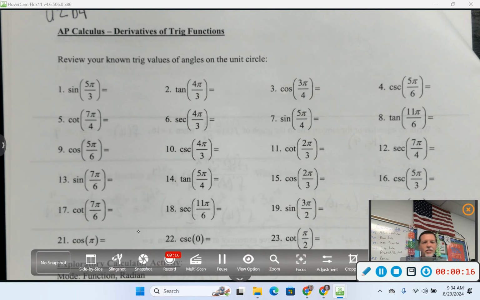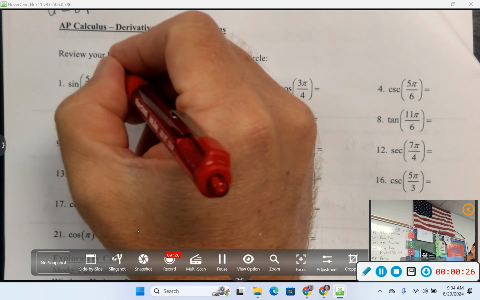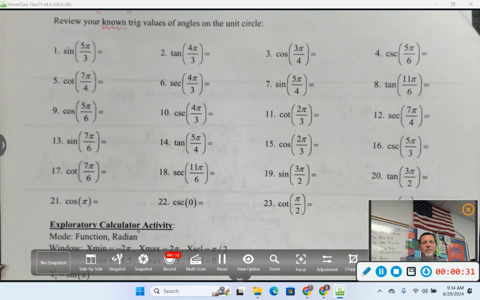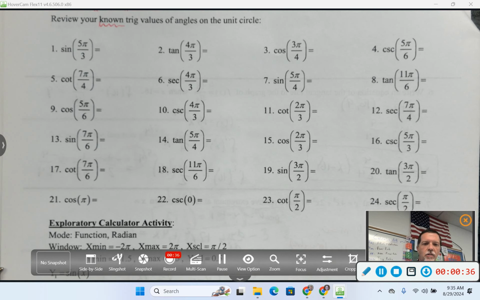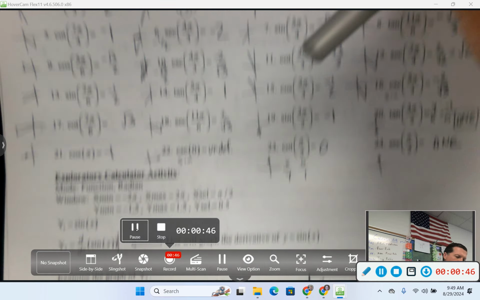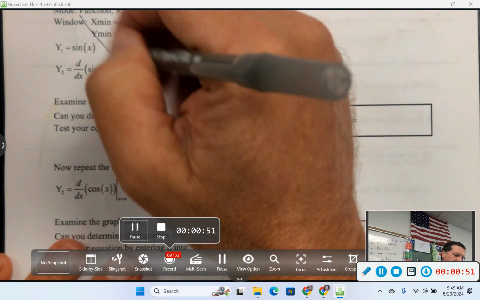So the first thing is you've got to remember all those trig rule things, or the unit circle things. So this isn't derivatives. This is just review of your known, hopefully, trig values of angles on the unit circle. So let's see how quickly you can get through those. So those are the answers. If you're watching at home, you can hit pause and check them all. All right, we're not going to do the exploratory calculator activity because it takes too long, and because we may have done it last year.